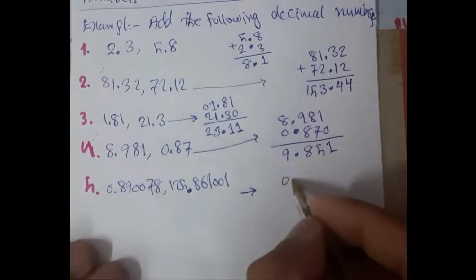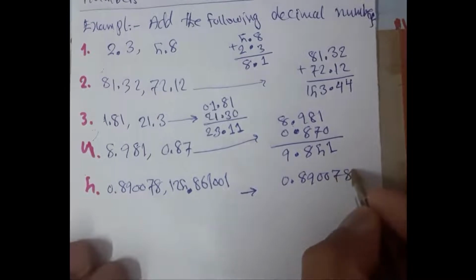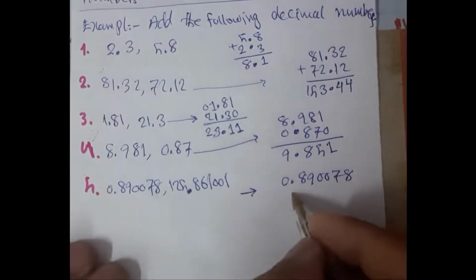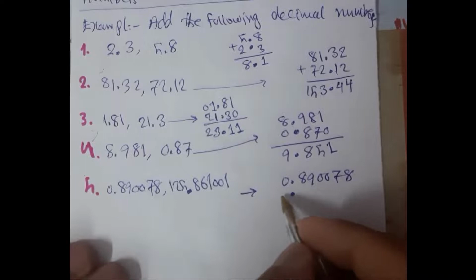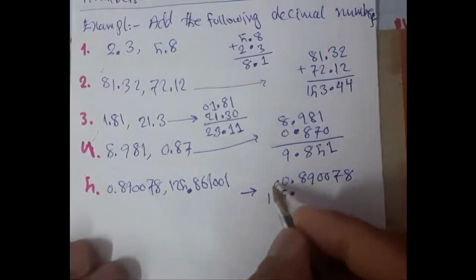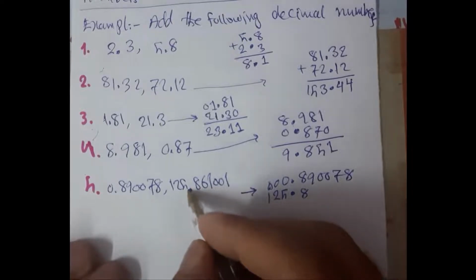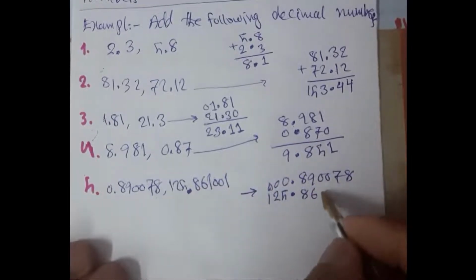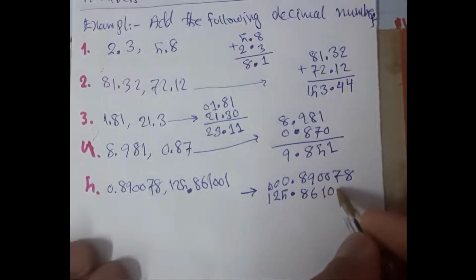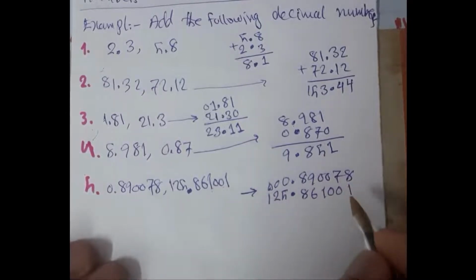And in this number we want to solve this number. One of these numbers we want to write it. Here another number we have 0.078 and 125.861001. Here we don't have a number, we can write 0. And on the right side of the decimal point we have 8, 6, 1, 0, 0, 1.